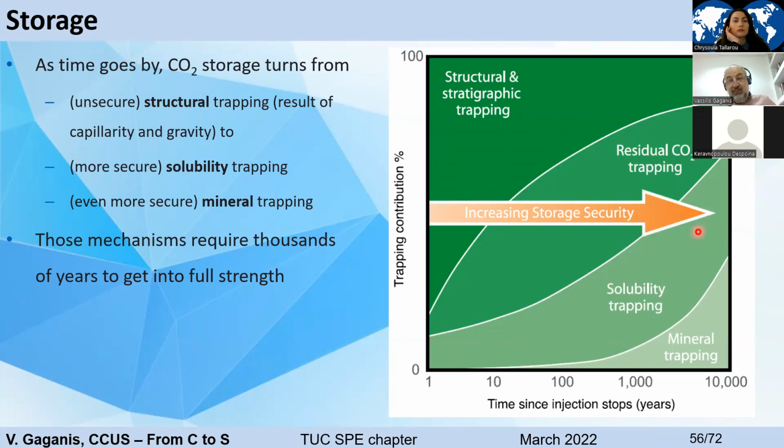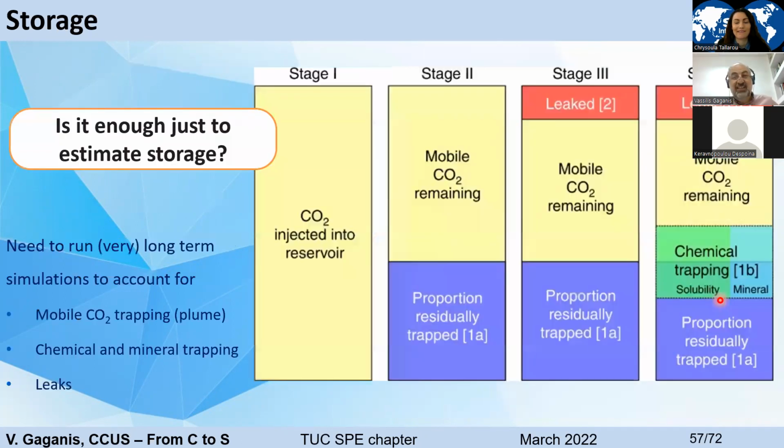The most stable, the most secure, the most safe scenario is, of course, mineral trapping. However, as you can see, it takes really centuries or even millennia to come into place. So we need to consider that as time goes by, we have increasing security in the storage due to the replacement of the unsecured mechanisms with more secure ones, but we need a lot of time. Probably by that time we will have moved to some other planet, I guess, probably outside the solar system. I don't know, just good guessing.